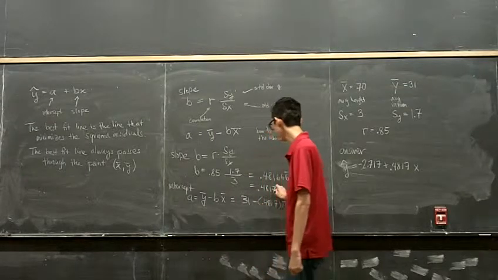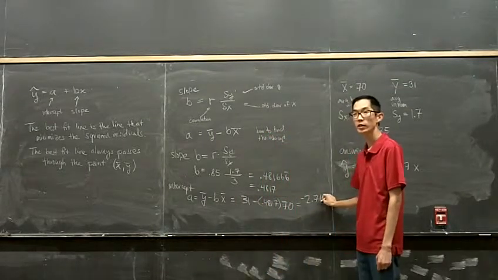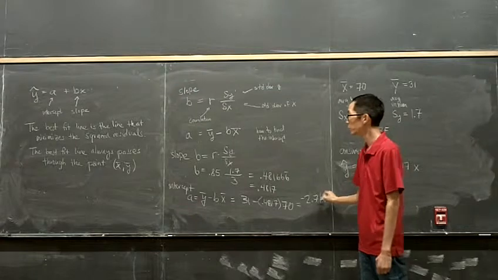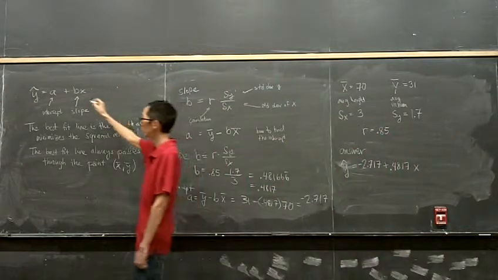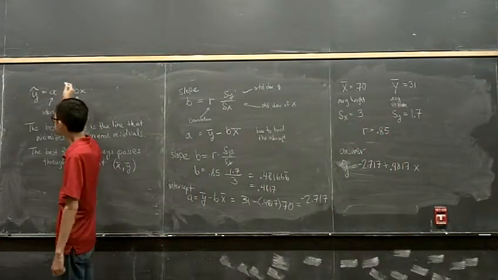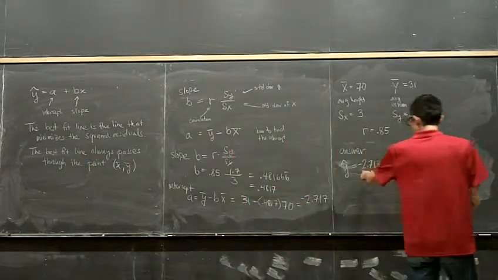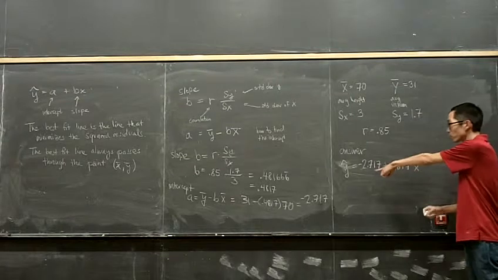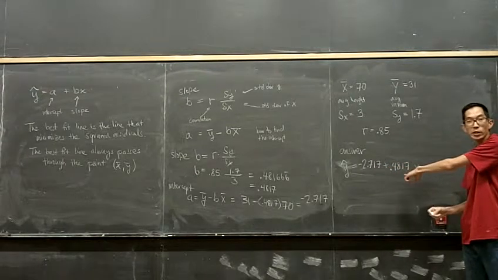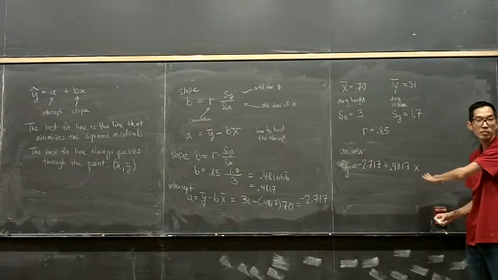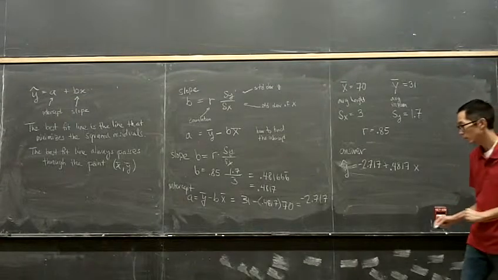Alright, so I have my slope right here, I have my intercept right here, and I'm just using that to plug into this. Y hat is equal to a plus bx. So I get y hat is equal to negative 2.717 plus 0.4817 x. Is that okay? Yeah. Alright.